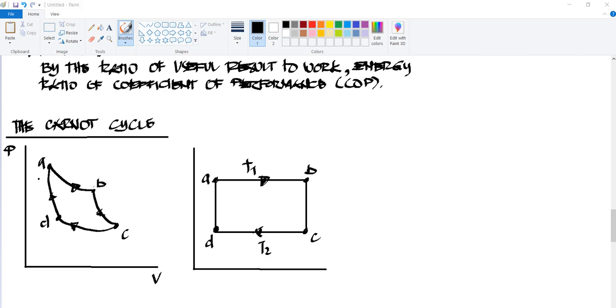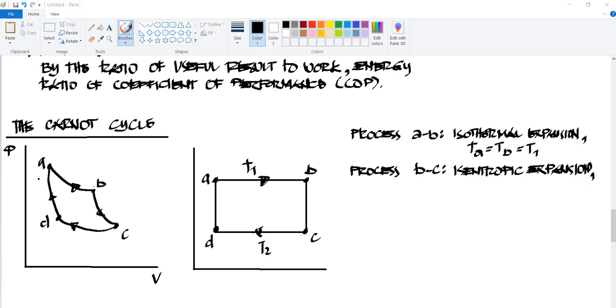Now, the Carnot power cycle, reviewing from your thermodynamics, is composed of the following reversible processes. During the process A to B, that will be the isothermal expansion, where your TA is equal to your TB and also equal to your T1. Then we have the process B to C, that will be the isentropic expansion, where the entropy at B is equal to the entropy at C.